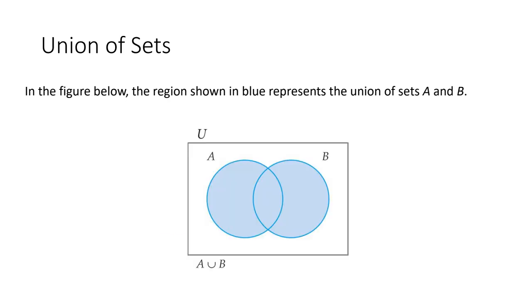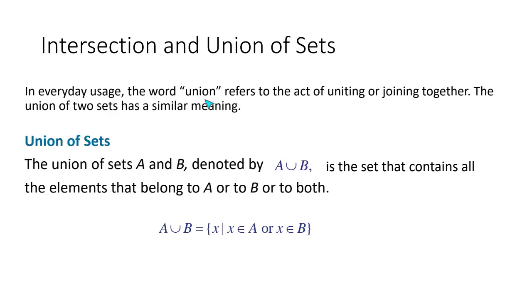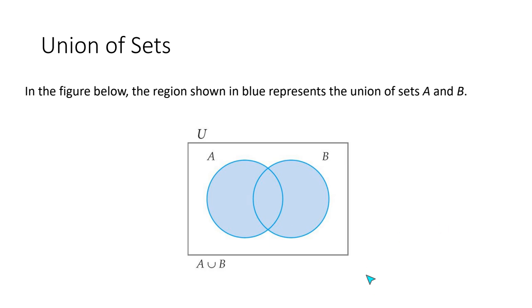And just to kind of refer to this in our everyday usage, union means to put together. So we're going to take everything that is in A and everything that is in B, and we're going to join them together to make one big set. So that is what union means. In the picture for the Venn diagram, it's going to be everything in A and everything in B put together as one set.